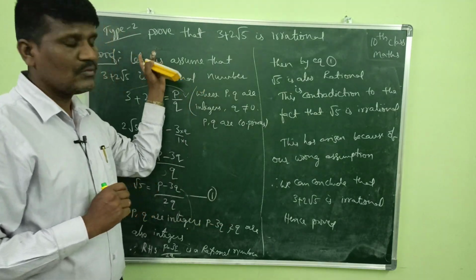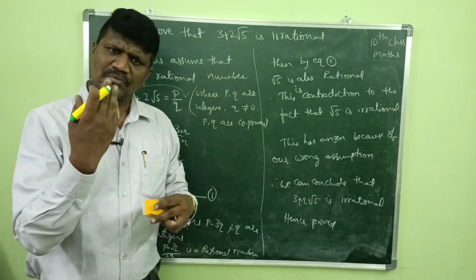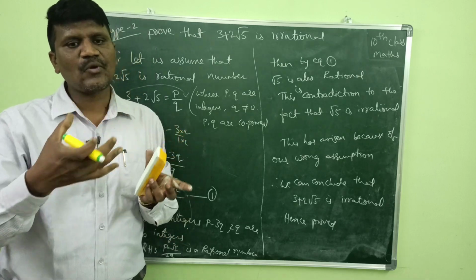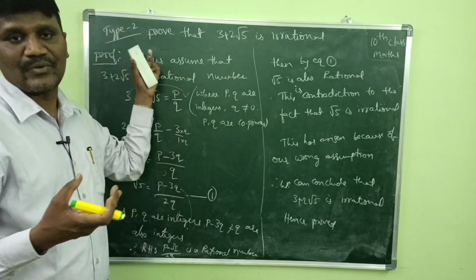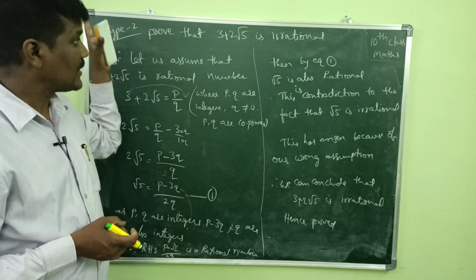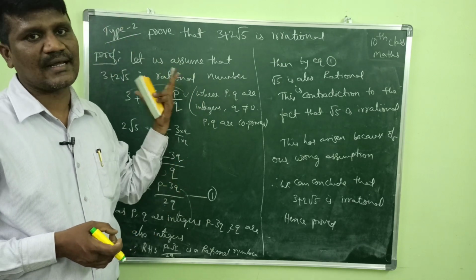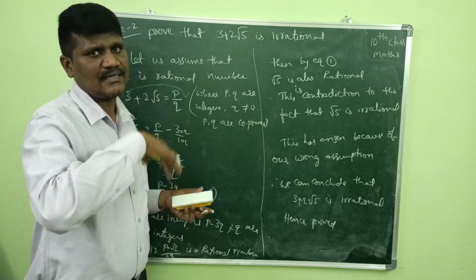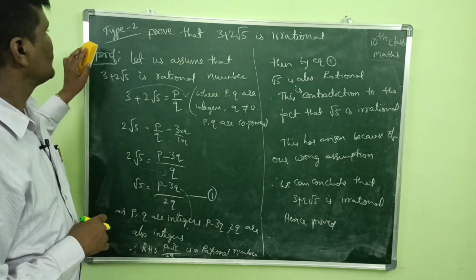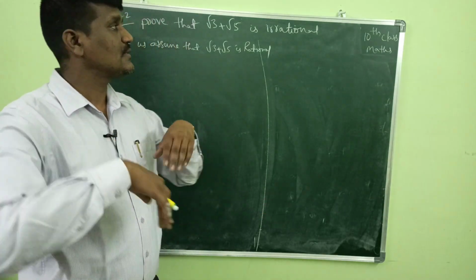So type 2 or type 3. Type 3 is also the same, we'll do some process, and after that we'll get type 2 only. So type 3 is also the same as type 2. So let us see the type 3 problem.